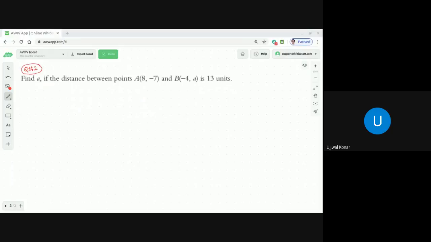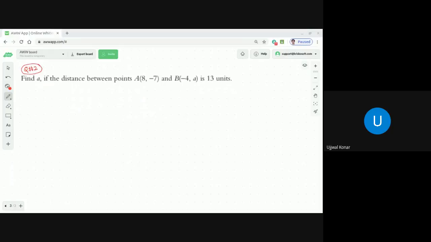All of you understood the question properly, dear students? Yes, sir. Okay, great. Sir, a is equal to 12? A is equal to 12. Unfortunately, this is not correct. You made some slight mistakes.